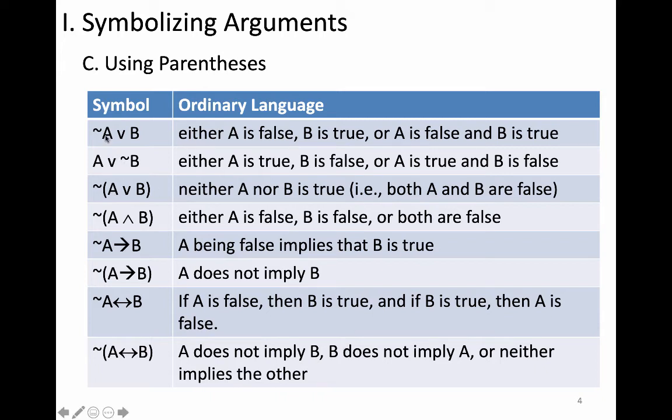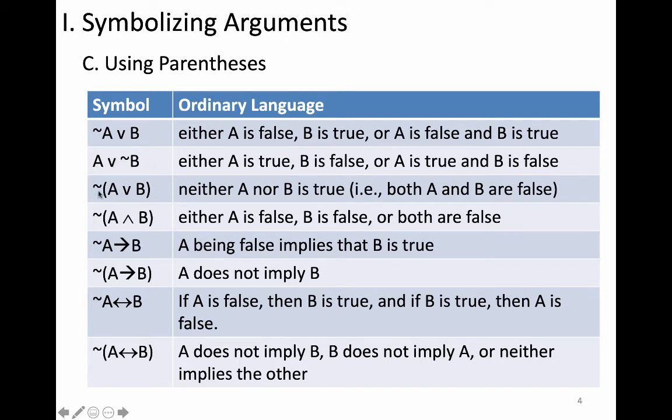So if I say "not A or B" and I don't have any parentheses, what I mean is either A is false or B is true. So the not does not extend out to the B. This negation here doesn't extend to the B. So it's either A is false or B is true. Similarly, here we have either A is true or B is false.